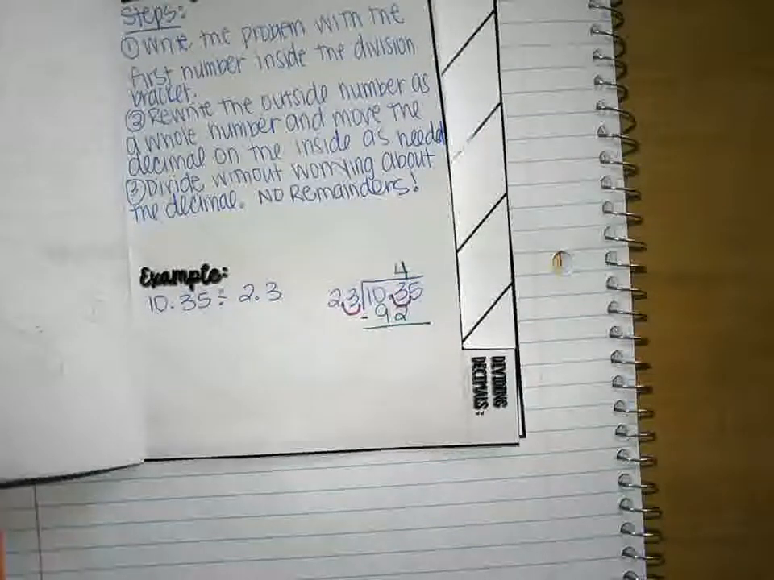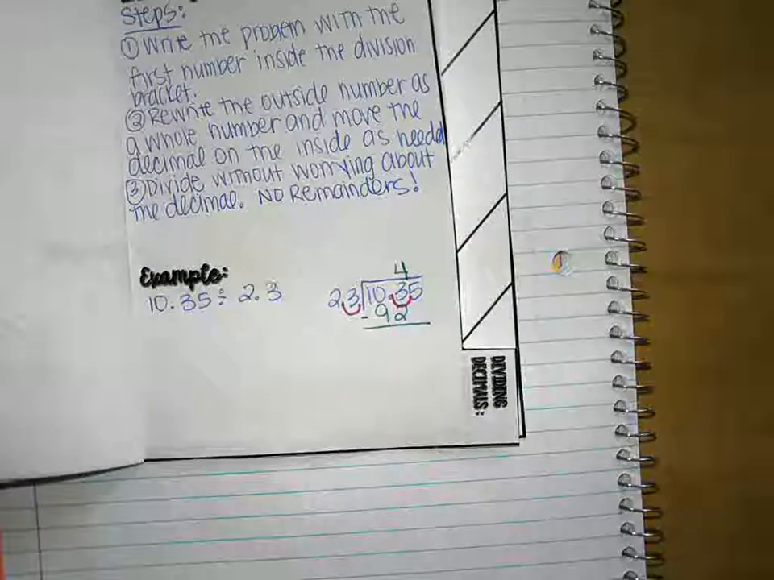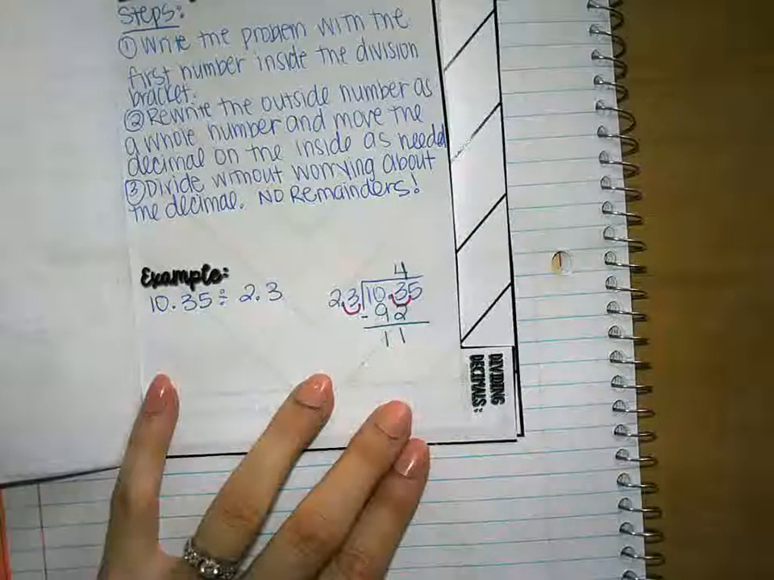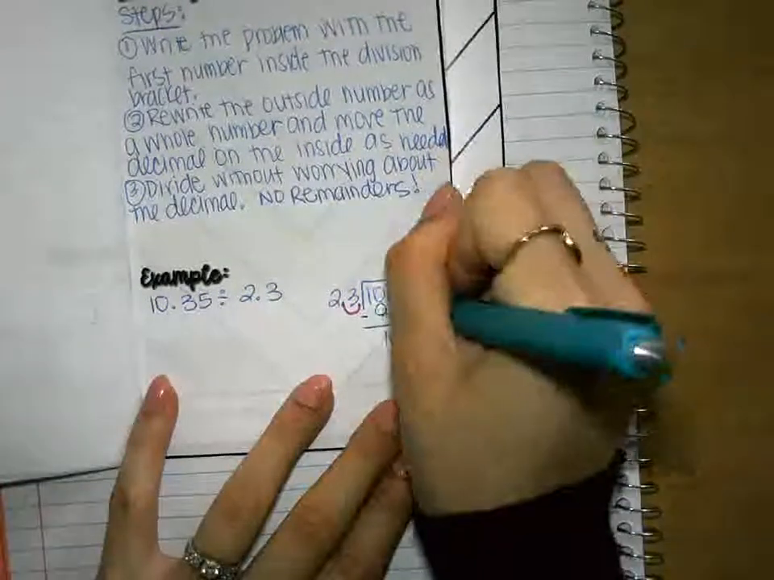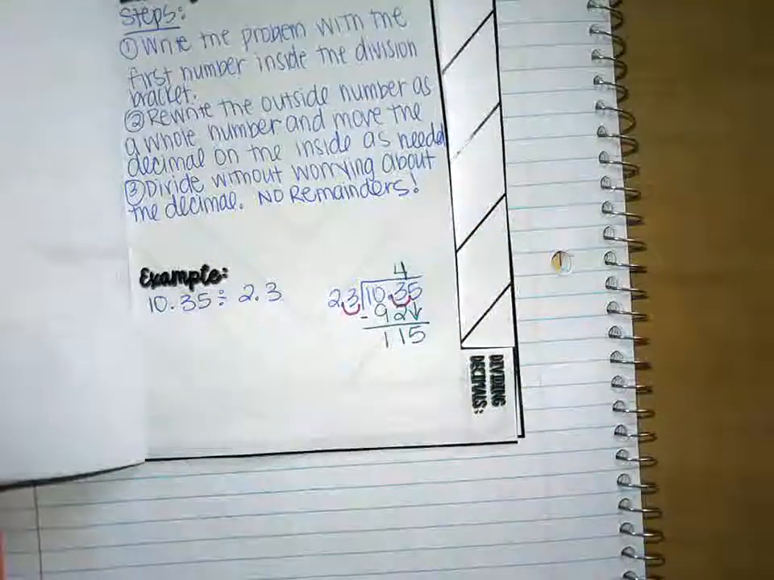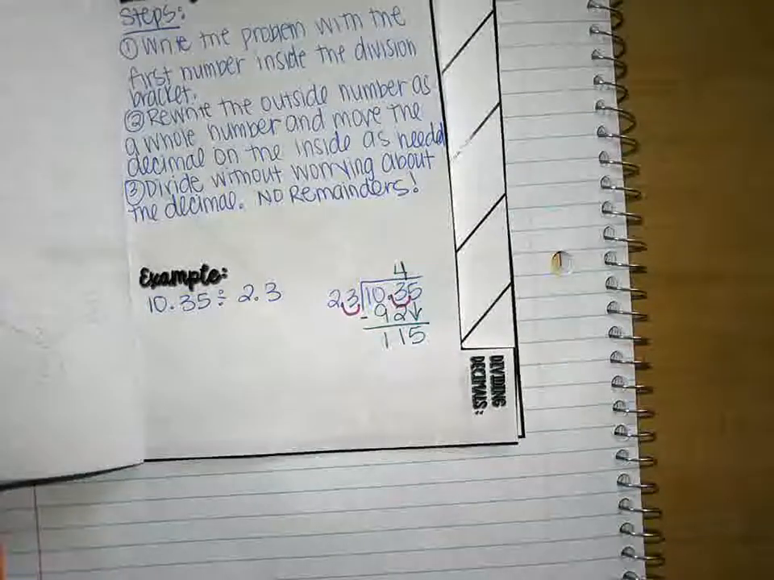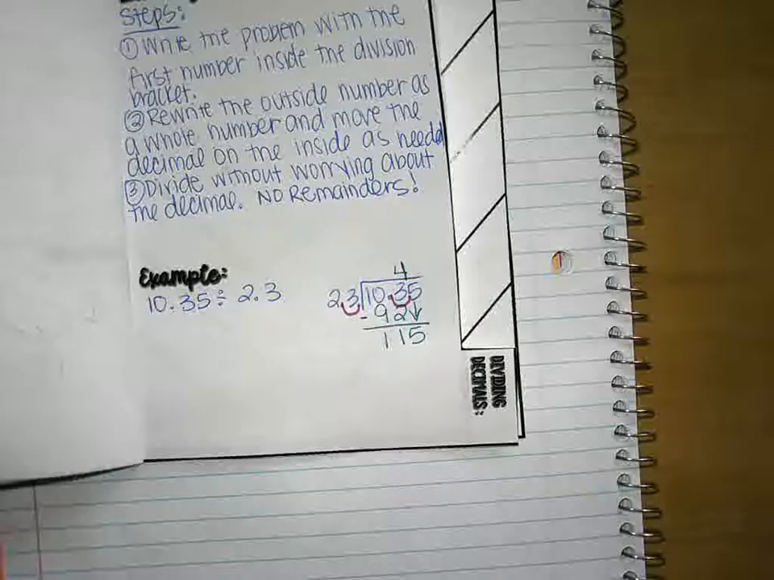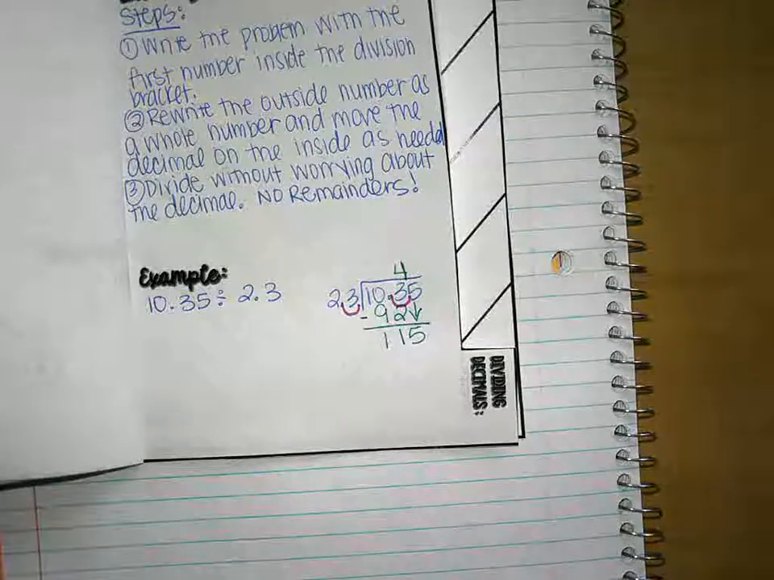What is 103 minus 92? 11. So I have 11. Now what should I do? Bring down 5. Good. Bring down that 5. So now it's 23 into 115. It has to be more than 4. We know that because we know 23 times 4 is 92.